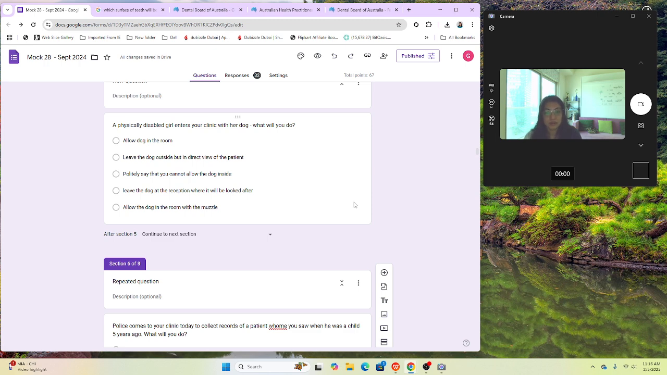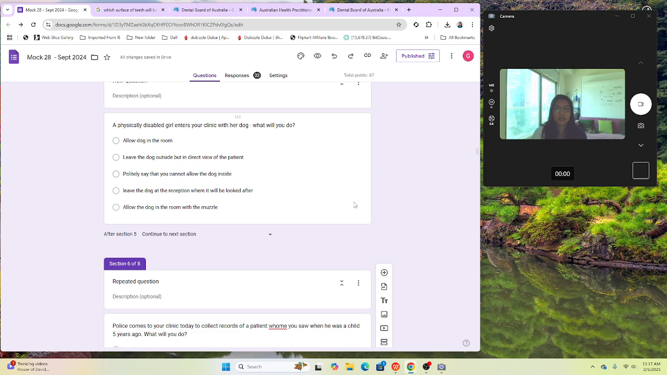Leave the dog at the reception where it can be looked after, and allow the dog in the room with the muzzle. Muzzle is that cone shaped thing which is worn around the mouth of the animal so they cannot bite or try to pick up something else, because it forms an area around their mouth. So if you don't know what a muzzle is, just Google it up and you'll know what that is. A detailed article regarding this we had downloaded, discussed, and I had shared. You can also Google it up on the Australian Dental Council website and get it.